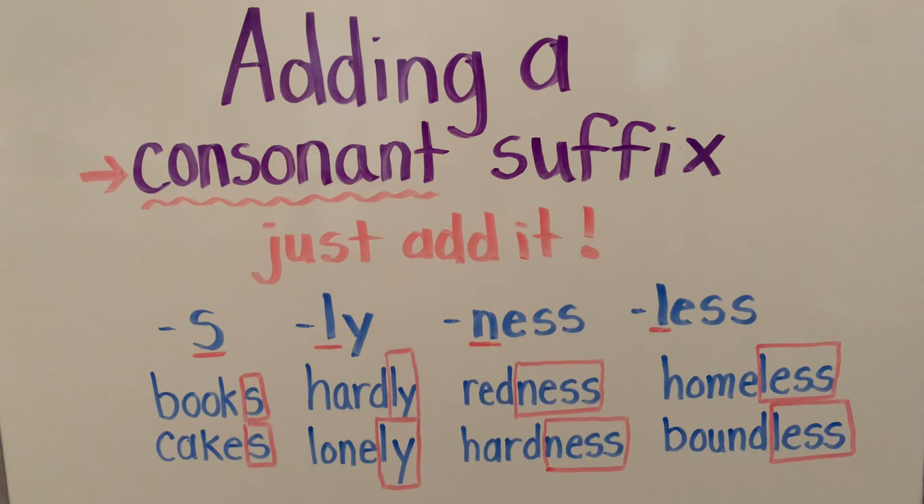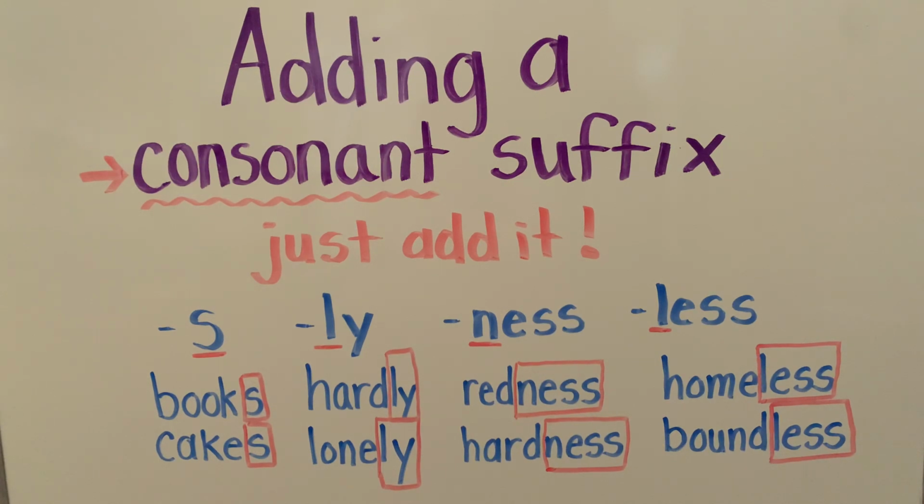Now, be careful. Make sure when you take that suffix off that your root word is a root word. So for example, when you take the S off, make sure you have book. When you take ly off, make sure you have the word hard. When you take ness off, make sure you have the word red. And when you take less off, make sure you have the word home. So make sure you take your suffix off. You can box them off just like we usually do. Make sure you have a root word that makes sense when you find your word.